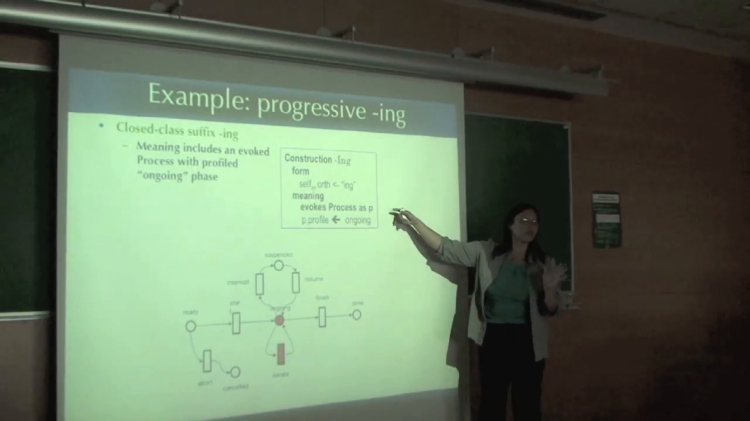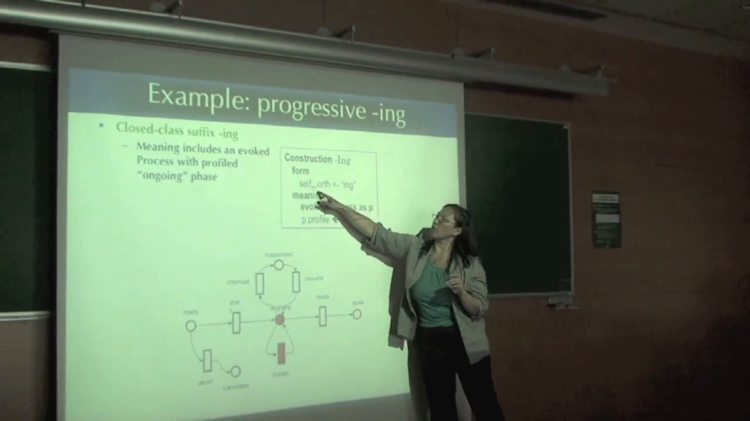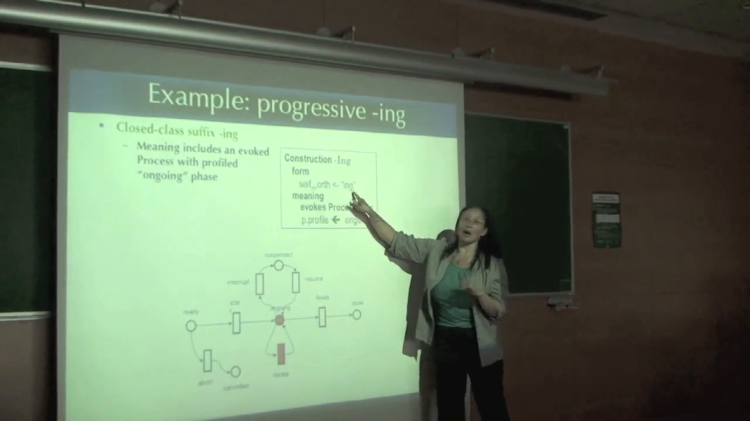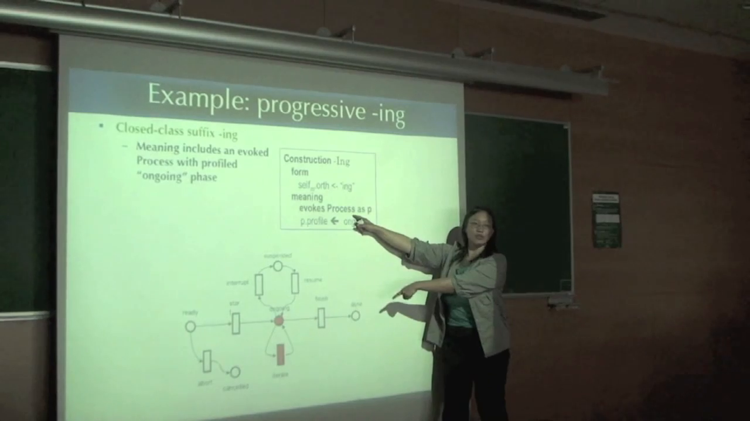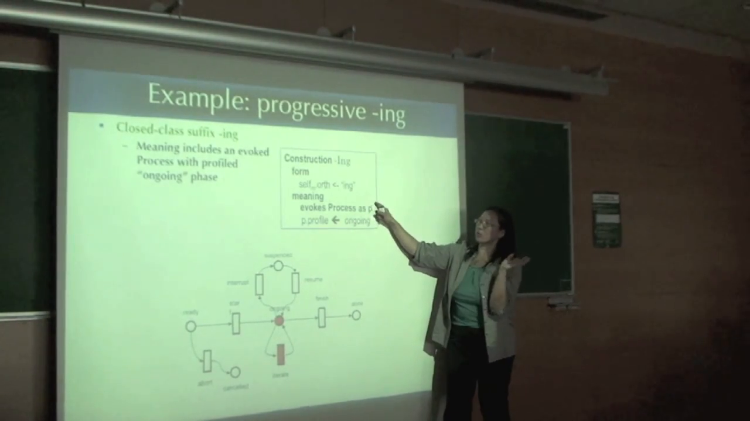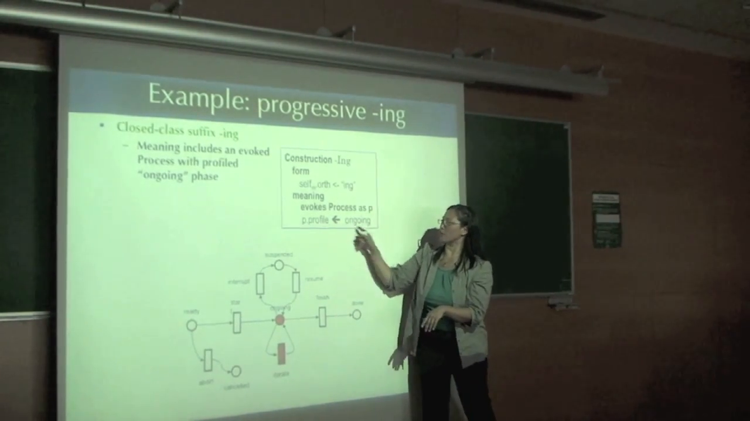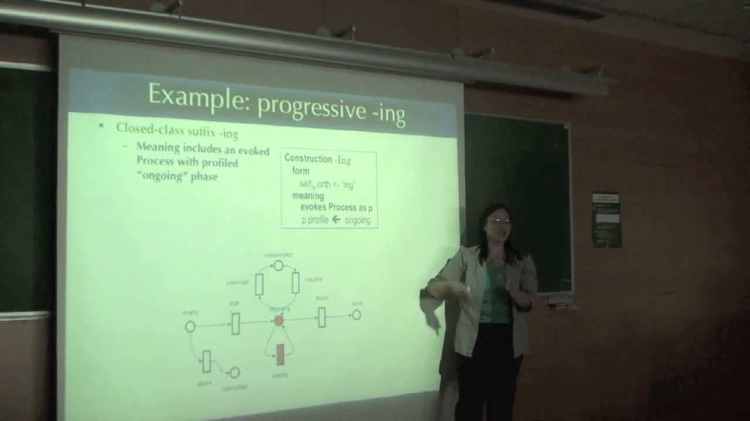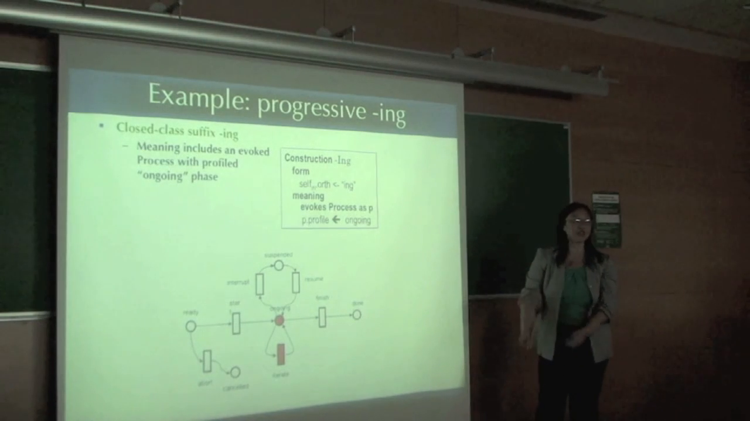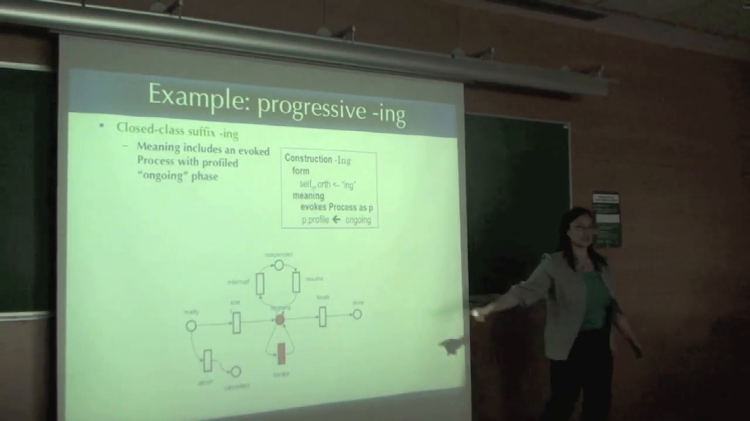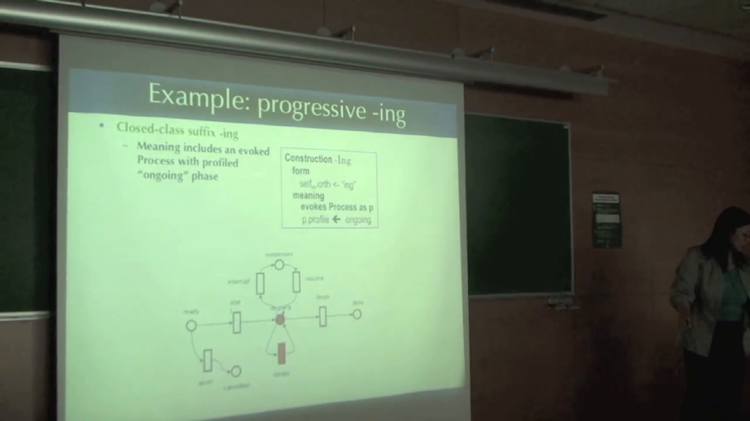The claim is something like, don't worry about the notation, the orthography is ing, okay, and it's a suffix of some kind. It evokes this process, so this thing here, and okay, it's called P for now, whatever. And the profile of that process is the ongoing state. So now I've just found a silly little way to write down that when you hear ing, you see a picture like this, okay?